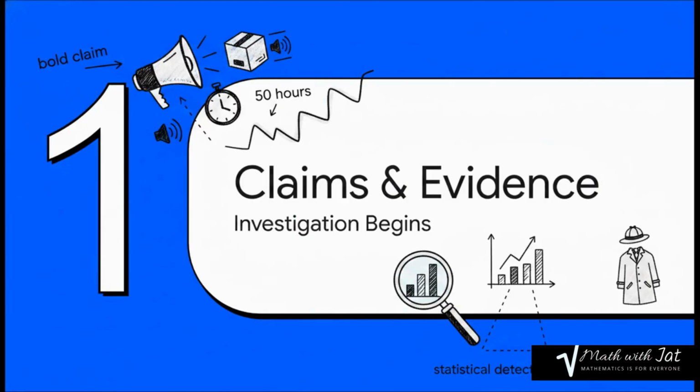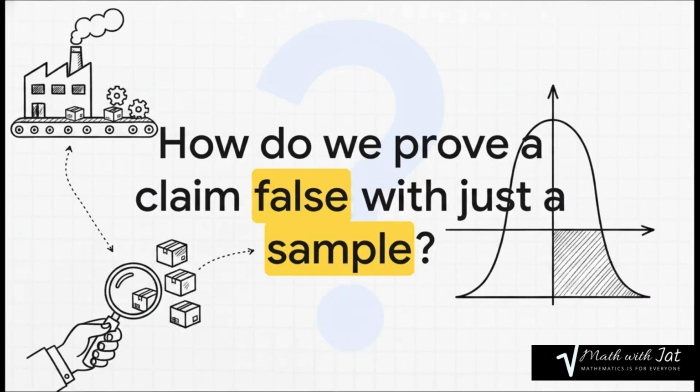Section 1. Claims and statistical evidence. So every great investigation starts with a bold claim, right? Whether it's a manufacturer stating their new battery lasts exactly 50 hours, or a company guaranteeing a specific volume of soda in their cans, these claims really form the baseline of our reality. But as statistical detectives, we don't just take their word for it. No way. The question is, how do we actually prove a company's claim is false, or at least highly improbable, using just a small sample of data?